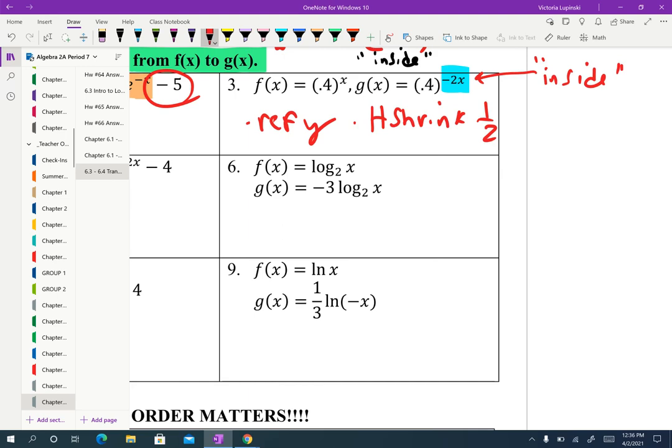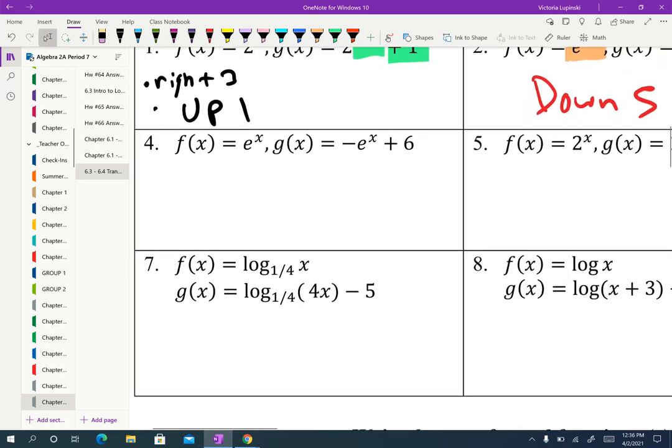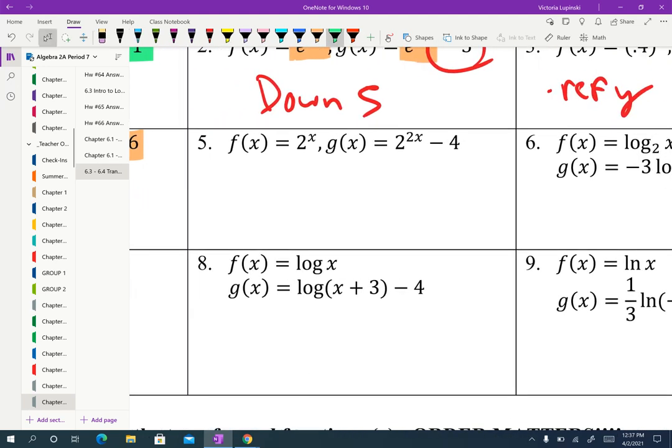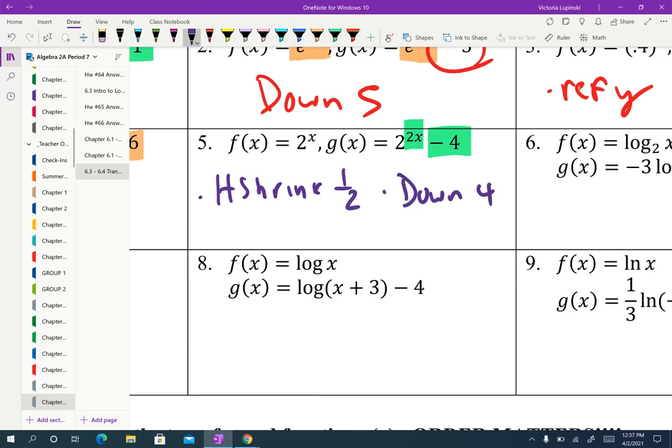Here in number 4, if you take a look at the original and then at the transformation, you have to address anything that changes. So the big negative on the outside is a reflection over the x-axis, and then up 6. Here for number 5, the 2 changes are the 2 that's up inside and the minus 4. The 2 inside is another horizontal shrink because you're doing the opposite, a half, and then the big minus 4 is down 4.